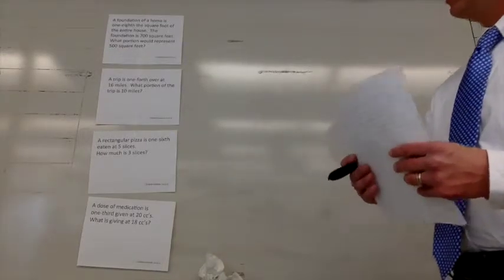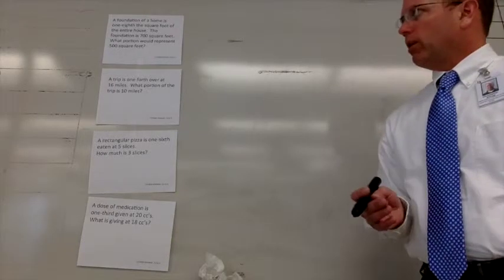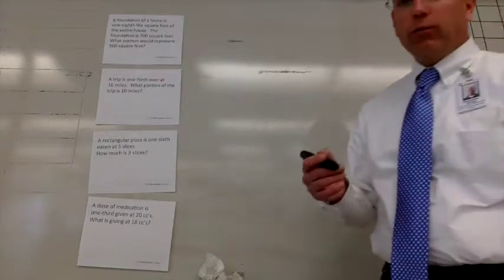The first problem that goes along with your worksheet is: the foundation of a home is 1/8 the square footage of the entire house. The foundation is 700 square feet. What portion would represent 500 square feet? So we're looking for another fraction.